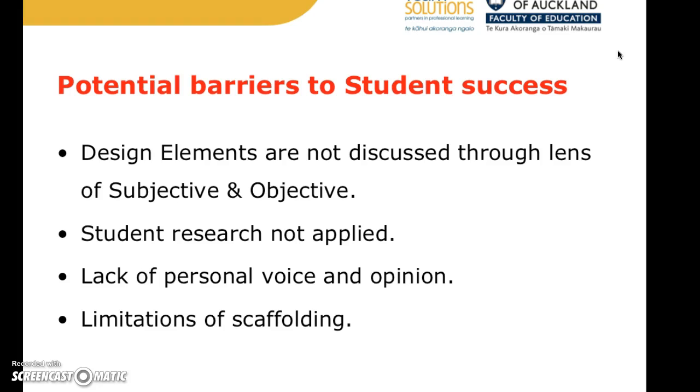Further feedback from the panel leaders' reports from 2014's externals suggests that there are four main barriers to students achieving success within this standard. Number 1. Design elements are not discussed through the lens of subjective and objective. 2. Student research is not applied. 3. There is a lack of personal voice and opinion. 4. Scaffolding can be limiting to student success. Let's unpack each of these in more detail and discuss the connotations.